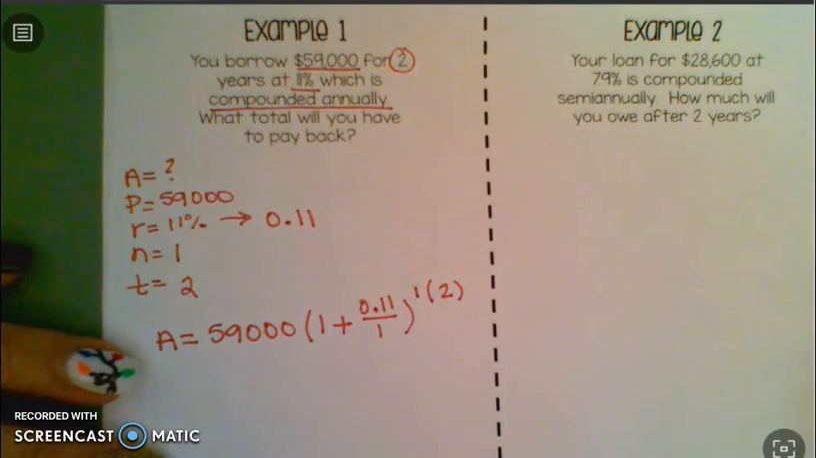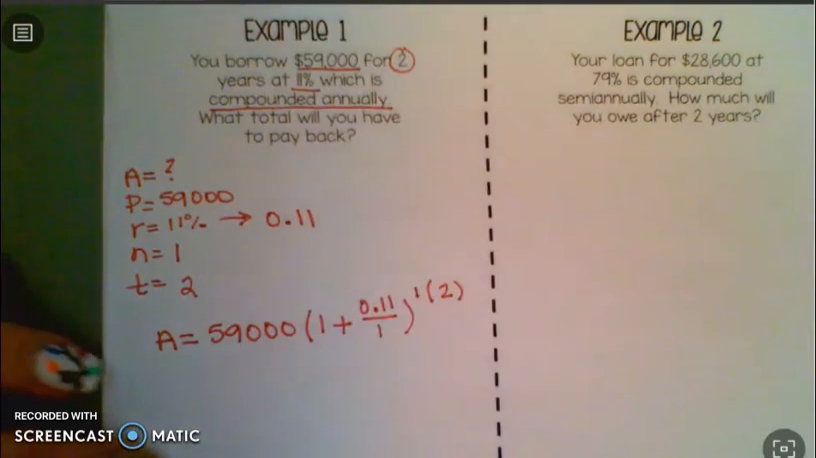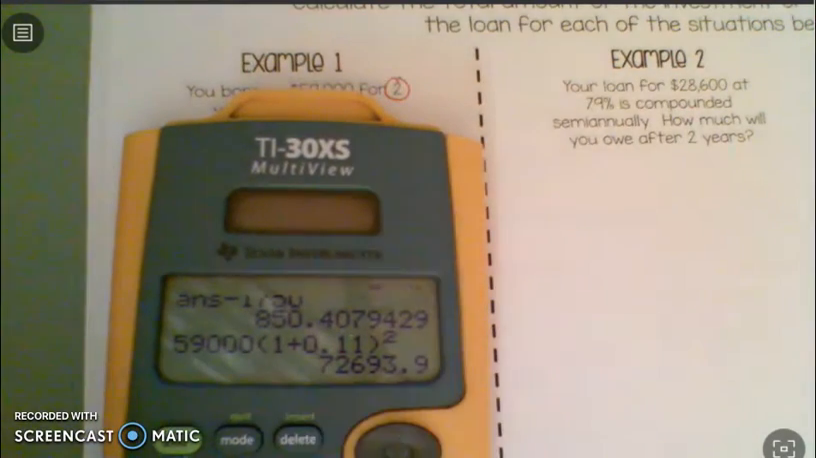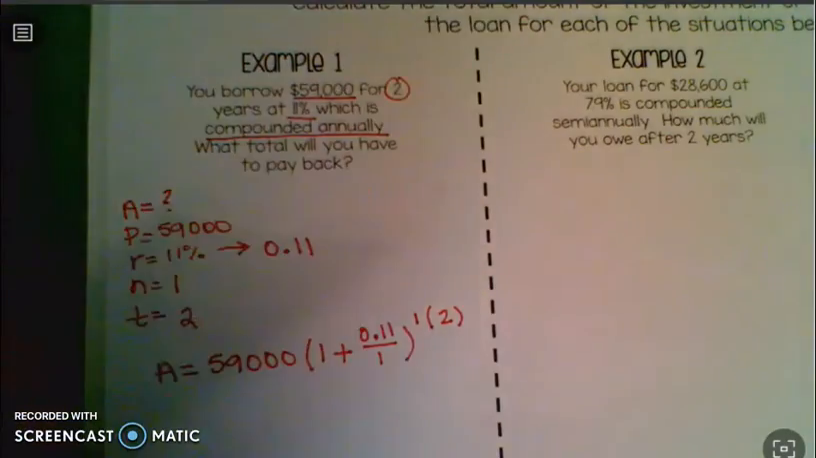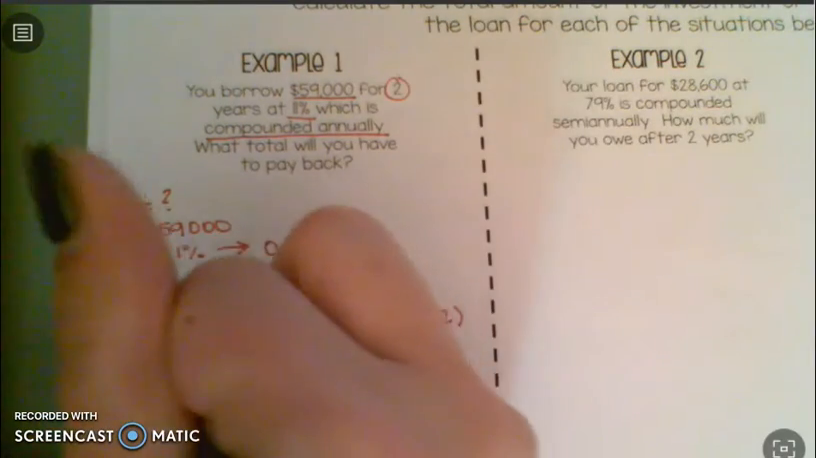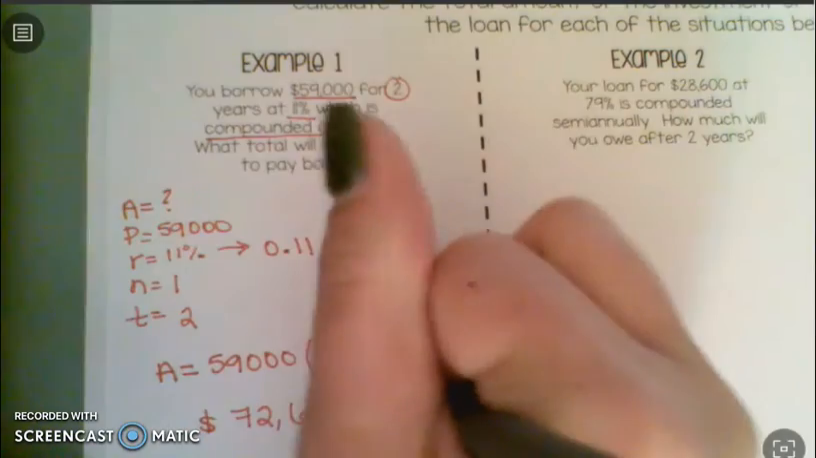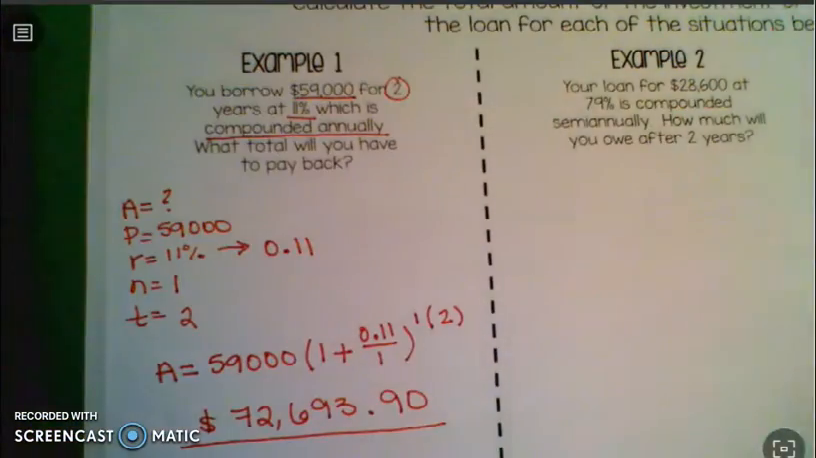So then stick that in your calculator. So when you put that in your calculator, you get 72,693.9, but remember with money, it has to be 2 decimal places, so a 0.9 is really a 0.90. So our final answer is $72,693.90.